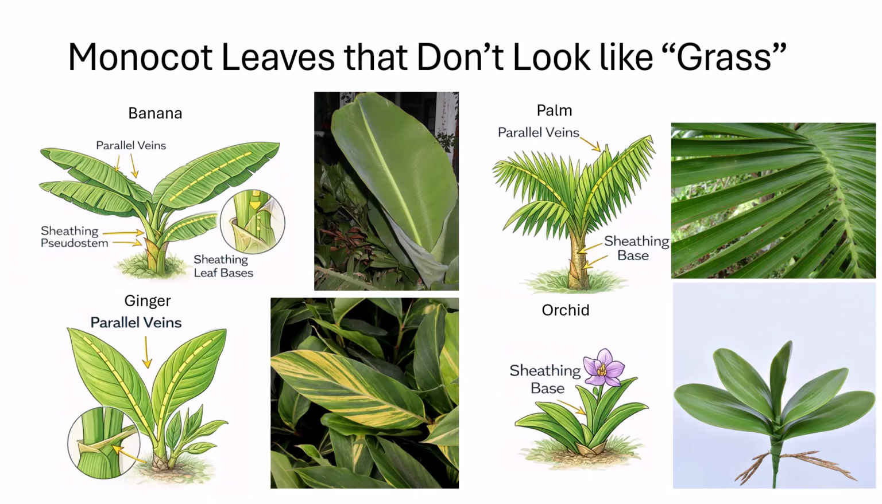Even though these monocots vary greatly in size and shape, they all share the same fundamental structural plan: parallel vascular bundles running the length of the leaf, and a leaf base that forms a sheath around the stem or pseudostem. This reinforces an important idea in plant anatomy. Surface appearance can vary widely, but internal developmental patterns, like venation and attachment, reveal true evolutionary relationships.